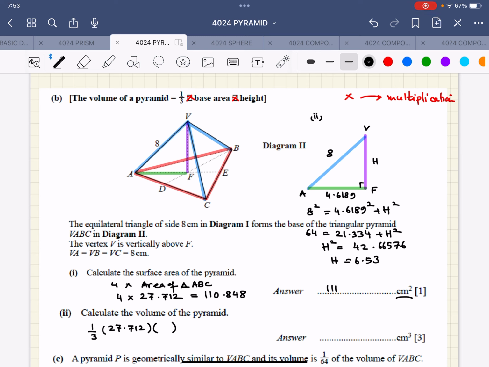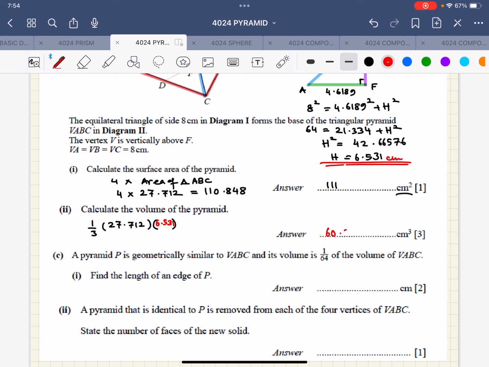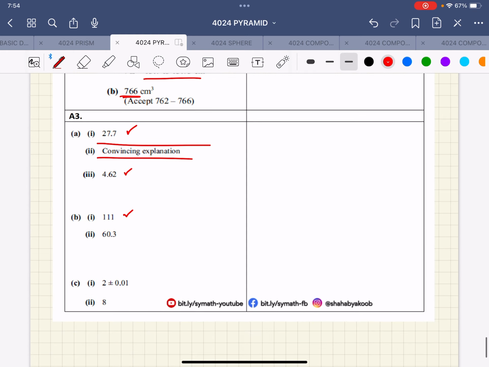Okay, so h is 6.531 centimeters. Let me highlight this, not cancel it. Therefore, 6.531 into 27.712 divided by 3 comes out to be 60.33. So I'm writing this as 60.3, correct to 3 significant figures. This is also done. Now let me check these two answers: this is 111, this is 60.3.